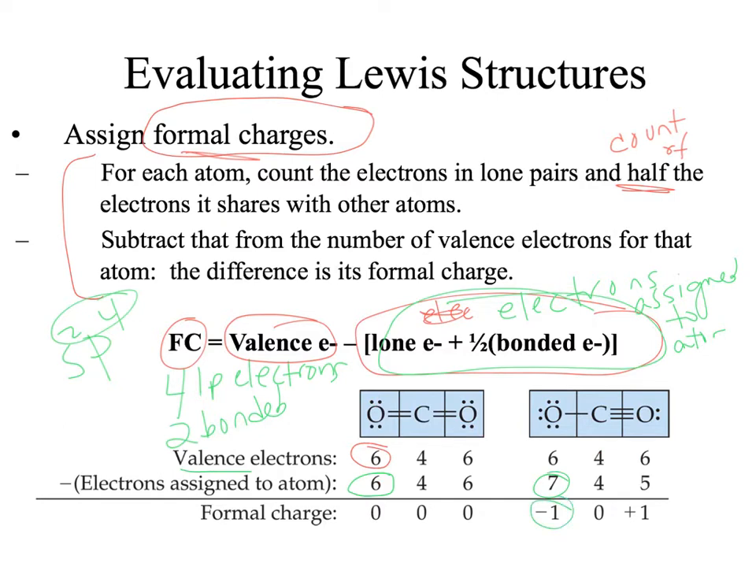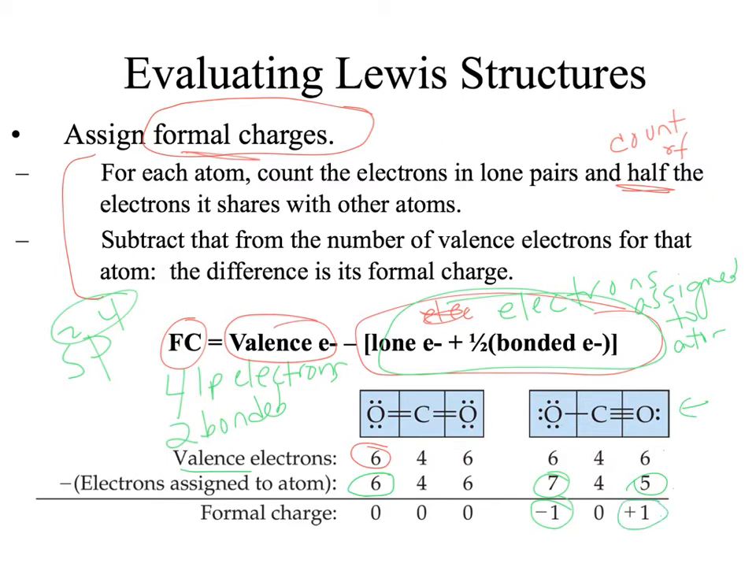For the carbon, it has 1 electron assigned to it here and 3 here. We're just taking half of the pairs. So its electrons assigned to it are 4, so its formal charge is still 0. Over here, the oxygen has 2 lone pair electrons, and then half of this triple bond, so it's another 3. So a total of 5 electrons that are assigned to it in this configuration. The difference, 6 minus 5, is +1.